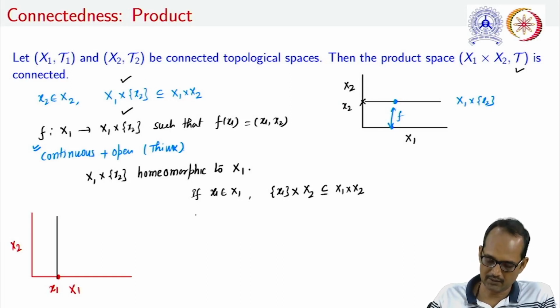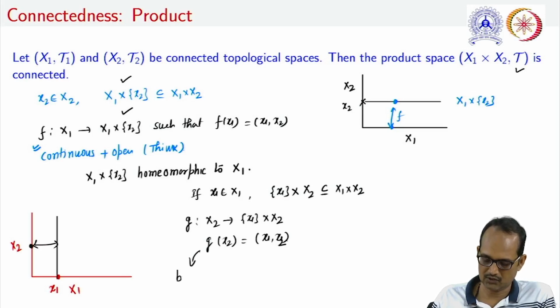Again, we can define a function g from x2 to this set, that is the singleton set x1 cross x2. This function is given as g of x2 equals the ordered pair x1 x2. So we are defining a function like this one. Note that again this function is bijective plus continuous plus open.